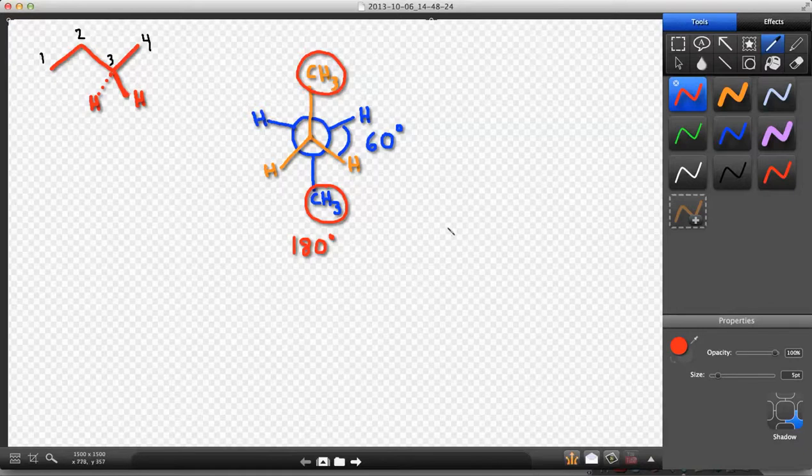So what we want to do is, as I suggested in class last week, let's hold the back carbon steady, and we will rotate the front carbon counterclockwise in increments of 60 degrees. So what I'm going to do is draw the back carbon 5 times.